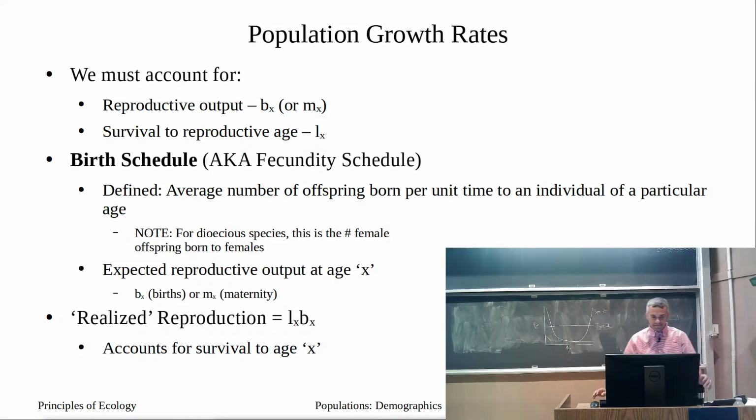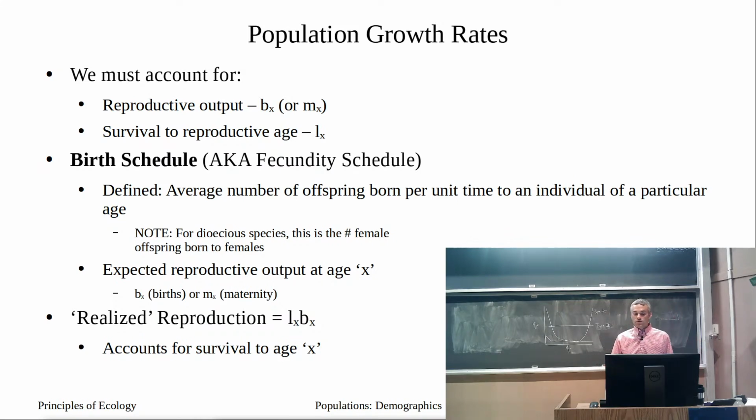All right, so anyways, population growth rates. We have to account for these two things, and we account for them by multiplying our BX and our LX columns together. That's going to give us something called realized reproduction. I should step back and say birth schedule gives us the expected reproductive output, but that's just the expected. That's for those individuals that have already survived. If we are interested in knowing what our population growth rate is, we have to account for that possibility that individuals do not survive to reproduction.